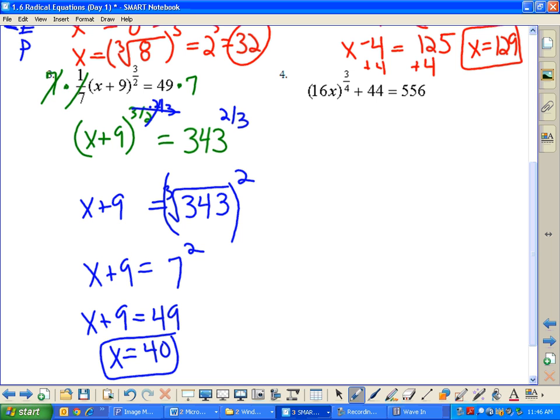Okay, now you get to try one. See how you do. Remember, you want to go backwards through the order of operations, step by step.